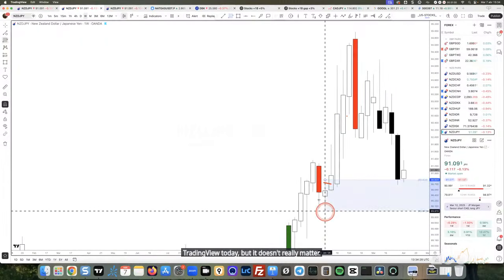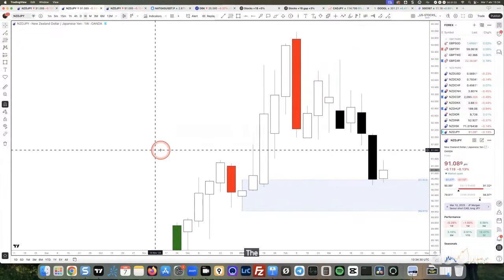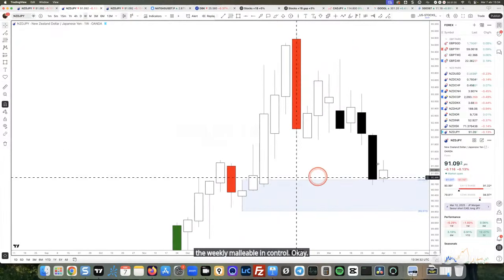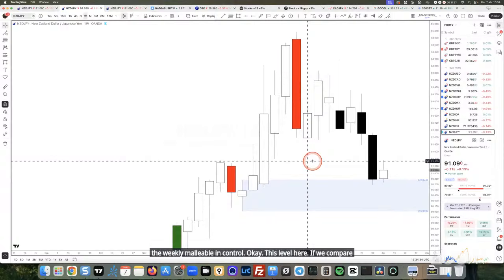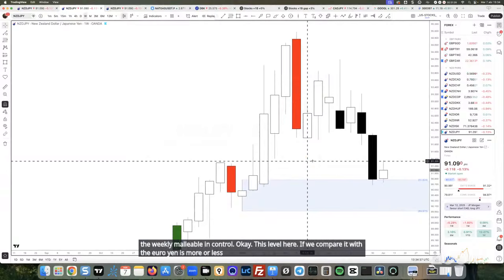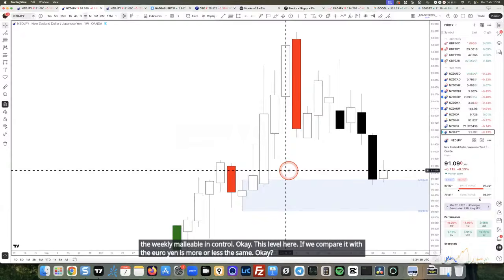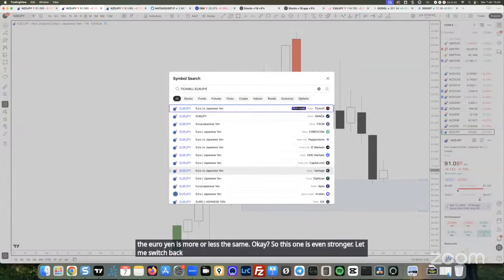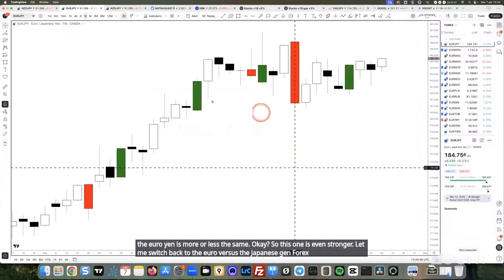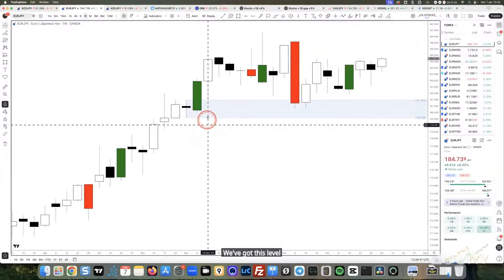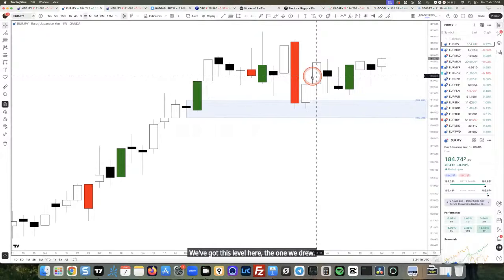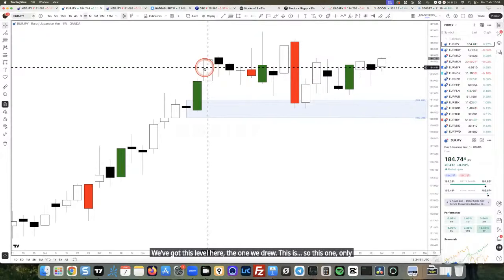We've got the weekly demand level in control, okay? This level here, if we compare it with the Euro Yen, is more or less the same, so this one is even stronger. Let me switch back to the Euro versus the Japanese Yen Forex cross pair. We've got this level here, the one we drew. This is only one candle.